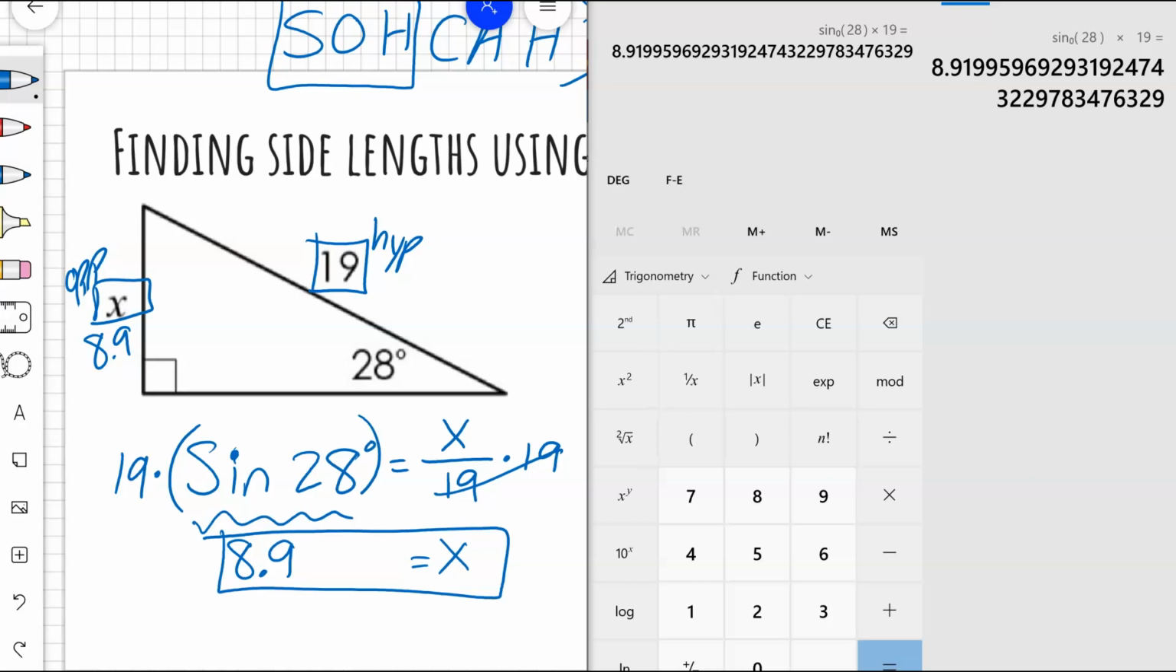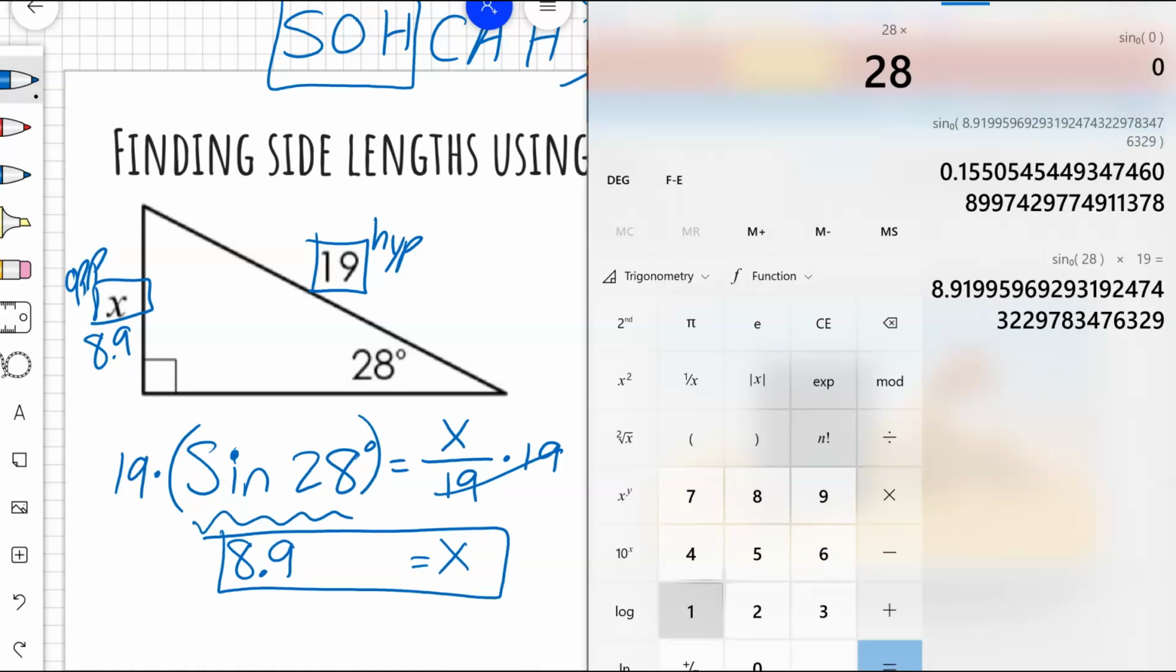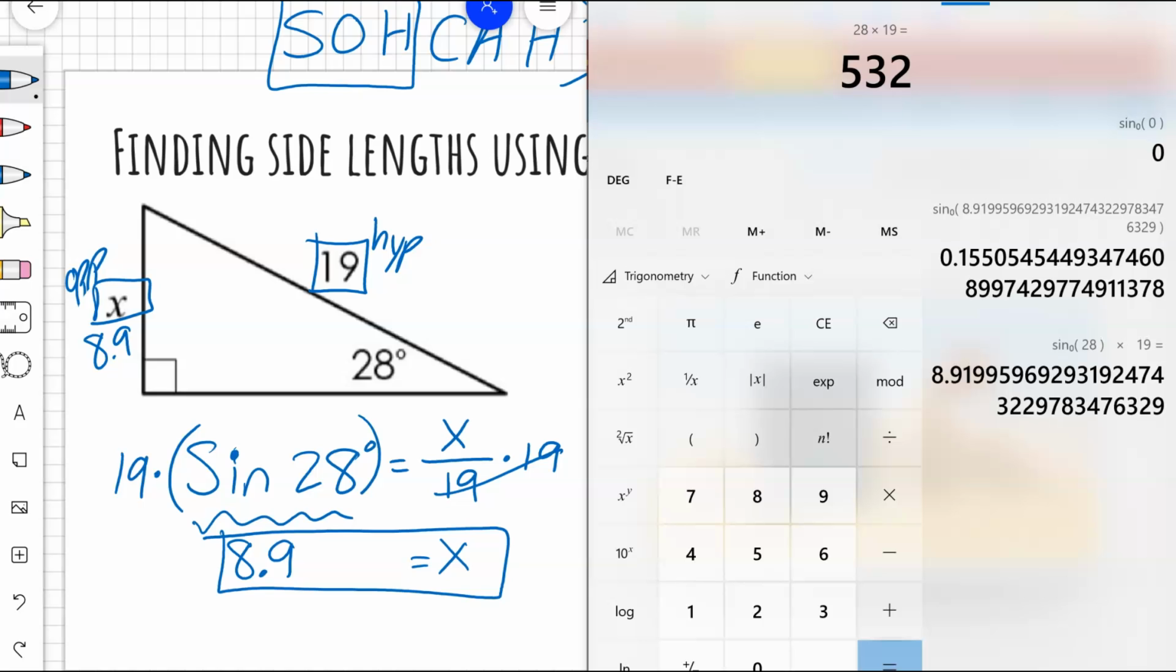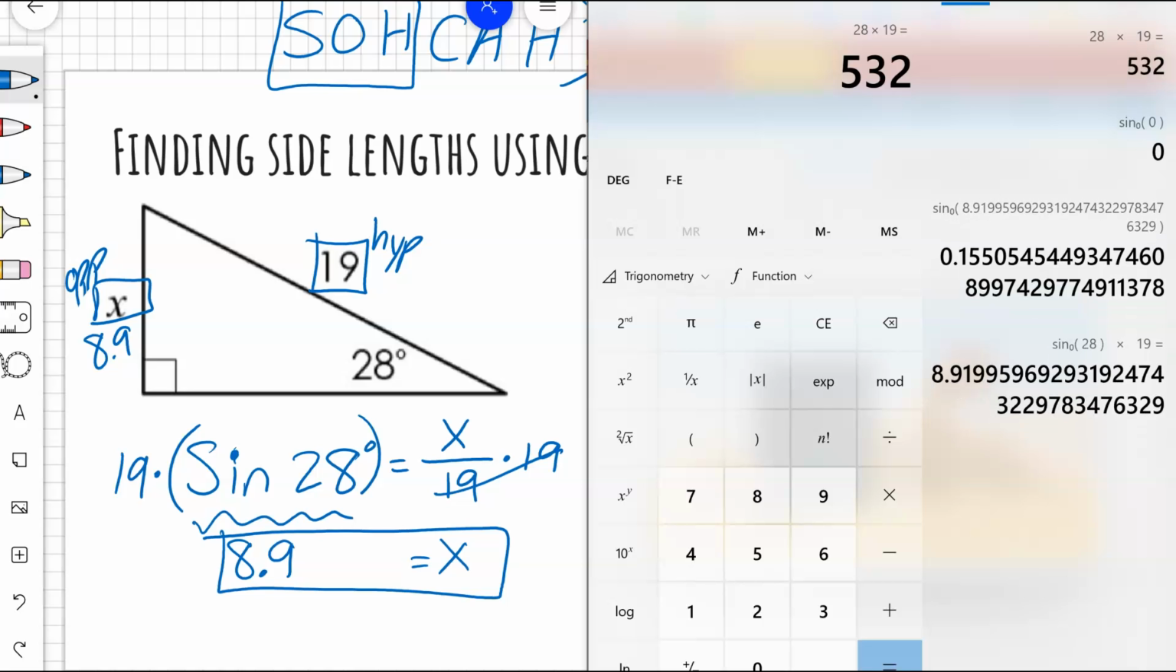It might be that you typed in sine first, because if I press sine, let's clear everything out. And everything, please. Okay, if I press sine and then 28 and then multiply it by 19, notice how I get a completely different answer. Okay, that's because it's saying sine 0, which neither of these are right. Sine 0 is 0, and then we multiply 28 times 19. So you need to practice until you get 8.9. Just to make sure that you're calculating everything correctly.